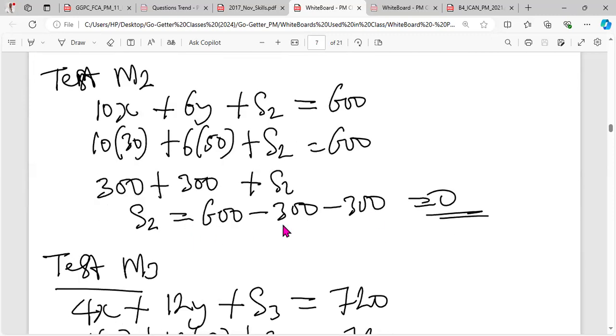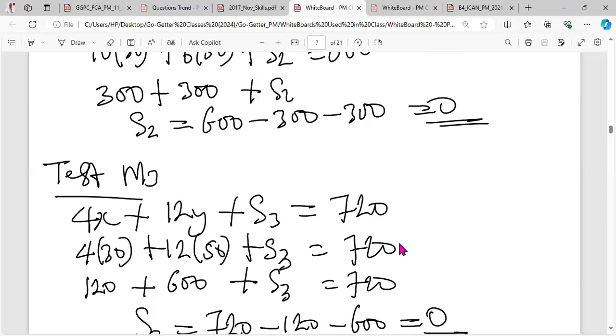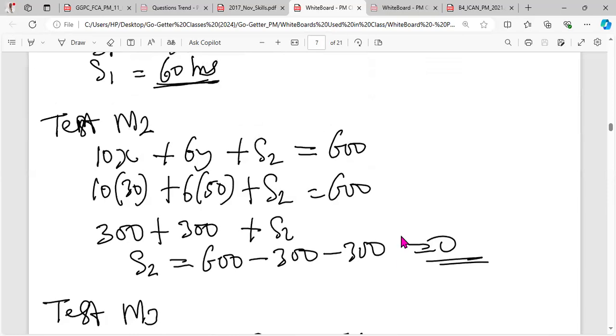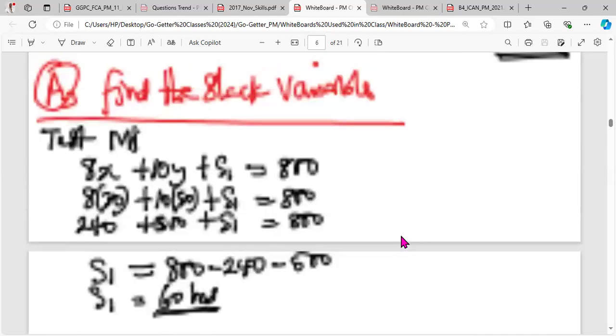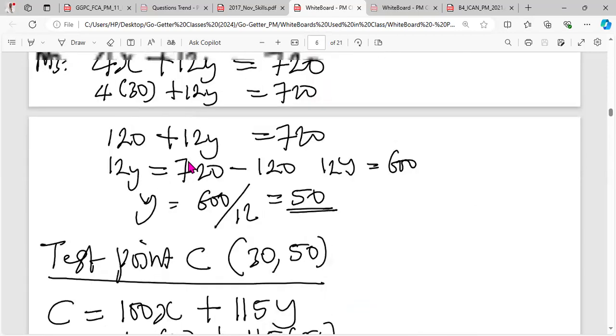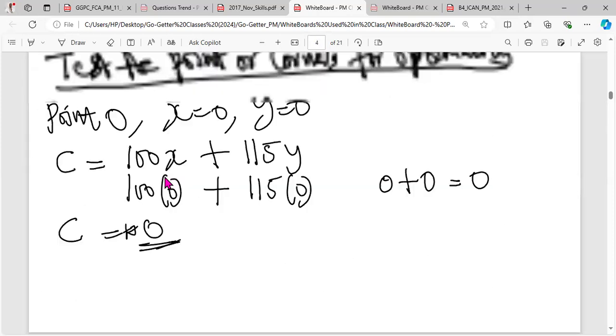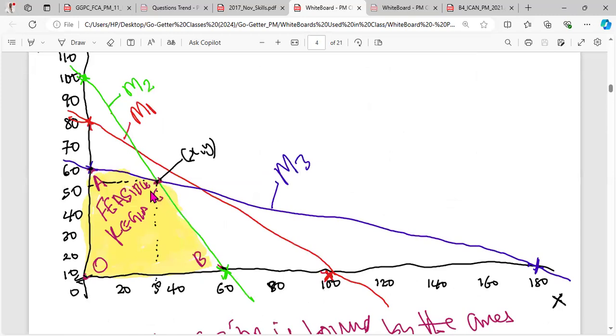For S2, we found out that there was no slack variable, everything was utilized, and M3, everything was utilized. It is not surprising that M2 and M3 had no slack variable, because look at this point C. It was produced as a result of the intersection of M2 and M3. And if you look at this line, this is the M3 line, this is the M2 line. So because they meet at this point C, it became the optimal. We used everything without slack value.